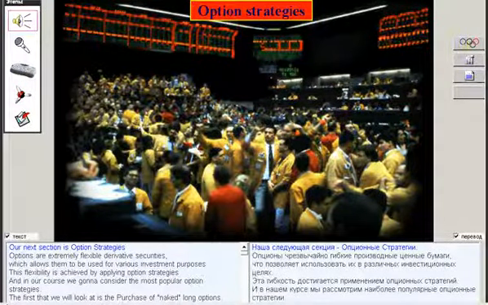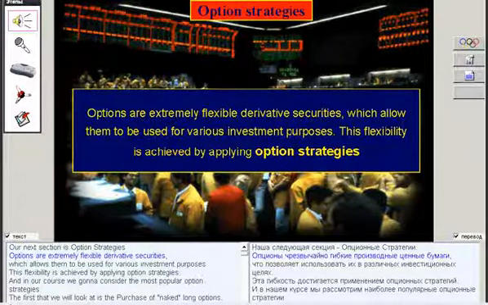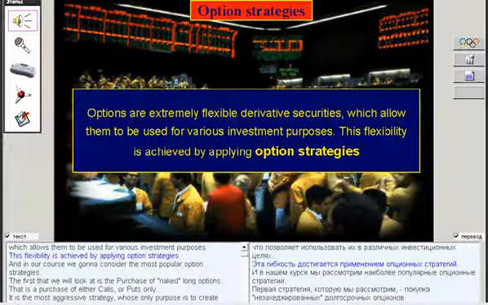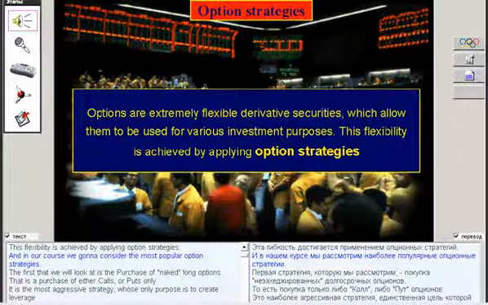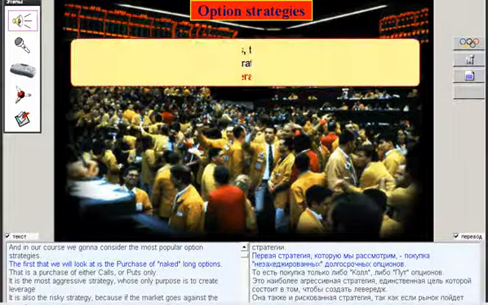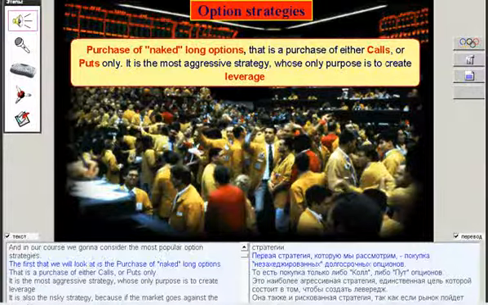Our next section is option strategies. Options are extremely flexible derivative securities, which allow them to be used for various investment purposes. This flexibility is achieved by applying option strategies, and in our course we're going to consider the most popular option strategies. The first that we'll look at is the purchase of naked long options.